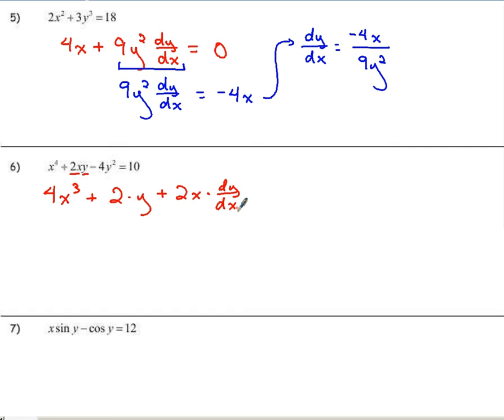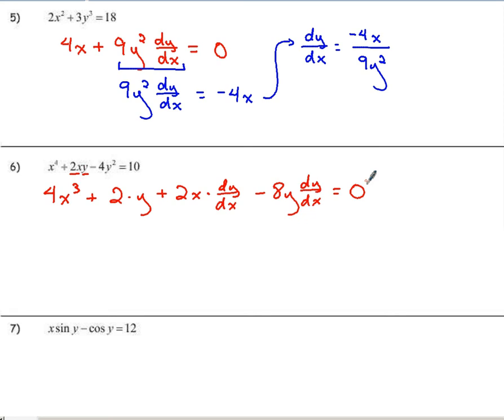Okay, continuing further, you got this minus 4y to the second. Take that derivative there. That's going to be negative 8y. Took a derivative of y, so need the dy/dx label. And finally, that equals 0, because that's the derivative of 10.